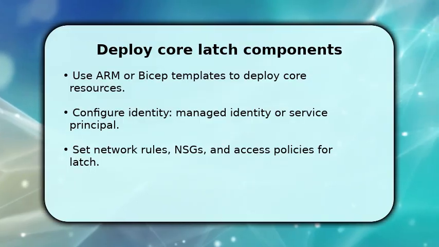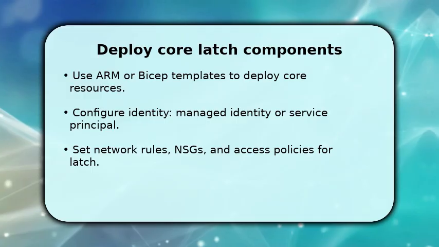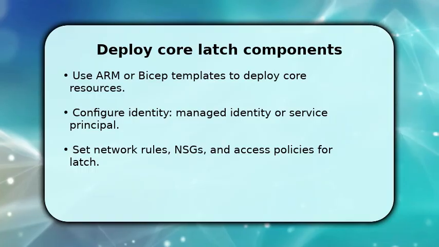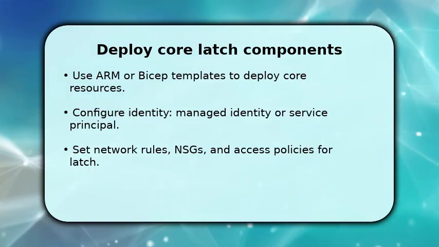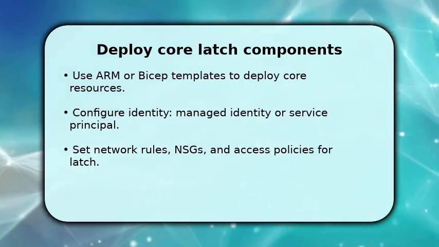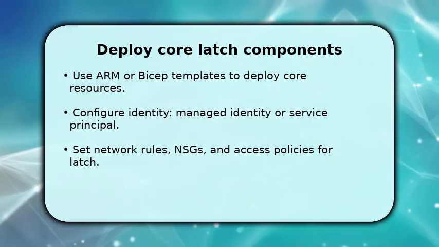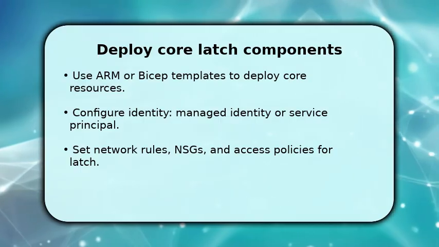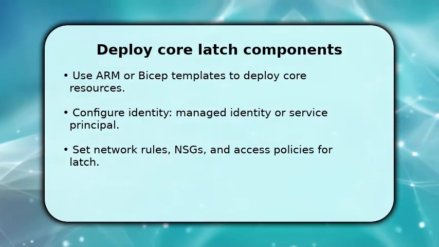Start by creating the resources defined in the manifest, then assign a managed identity or service principal so the Latch can authenticate to other Azure services. Configure network security groups and private endpoints to limit exposure. This reduces attack surface. Also, apply role-based access control to service identities.